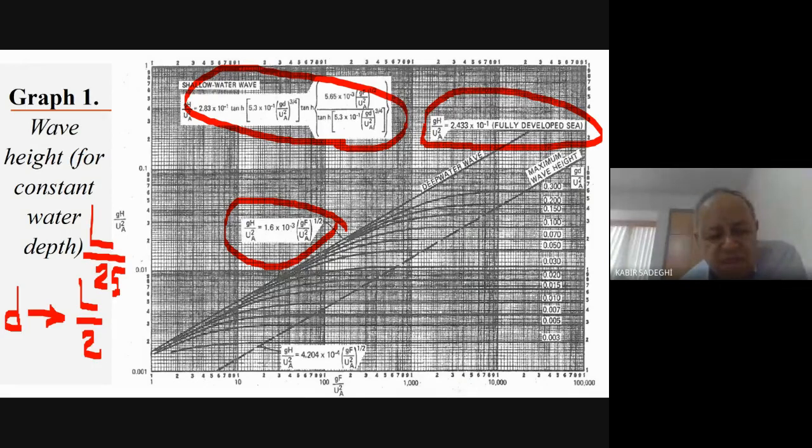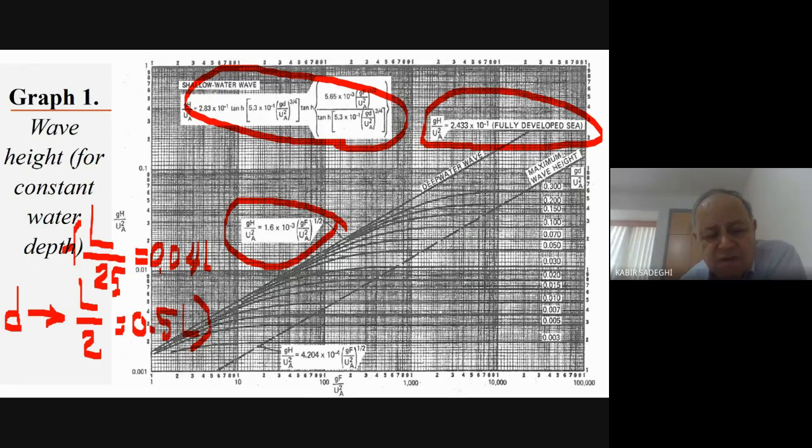The other was 0.5 times L, and this is 0.04 times L. Between these two values, it was transitional water. Greater than 0.5L, it was deep water. Less than this value, it was shallow water. You remember the Lomote graph.